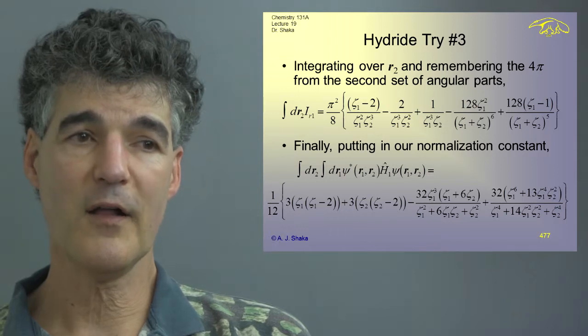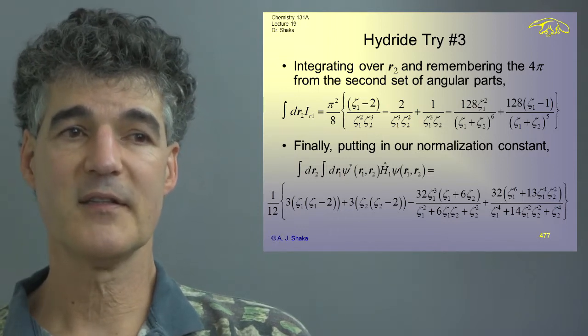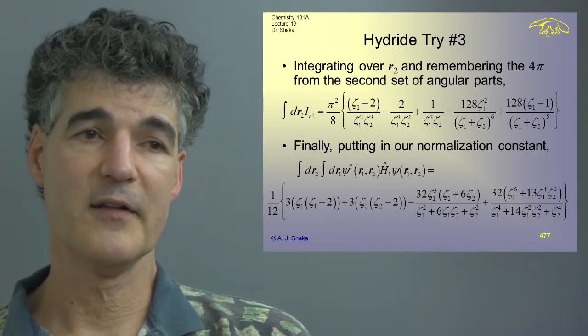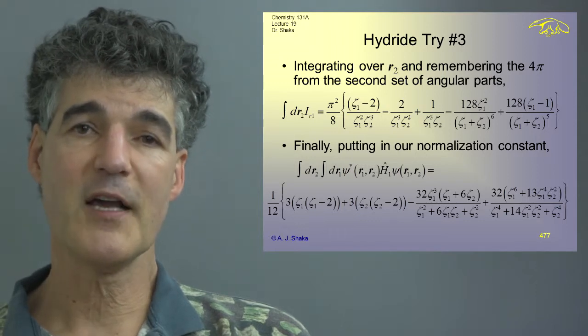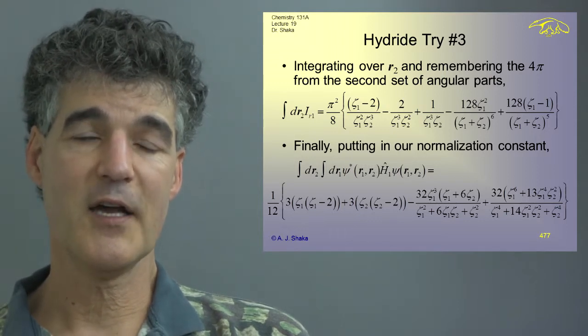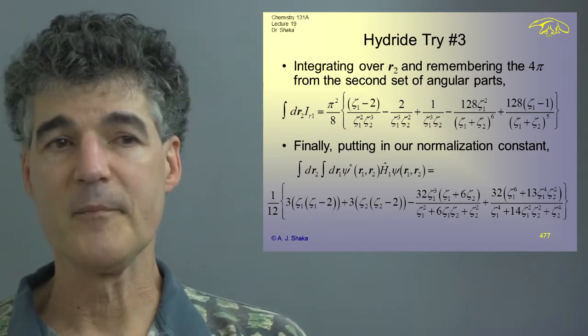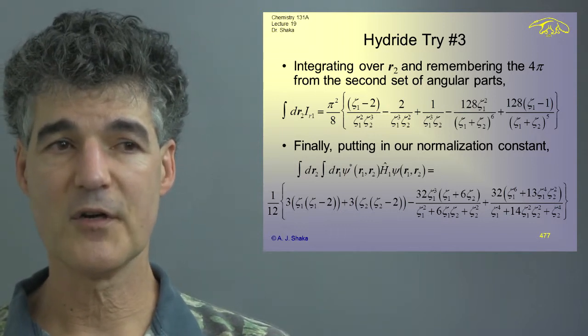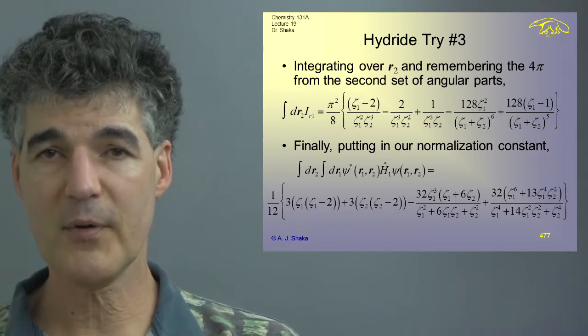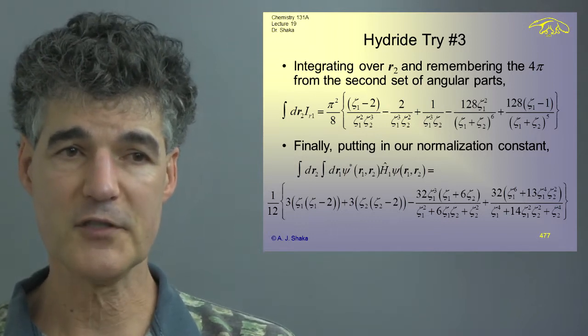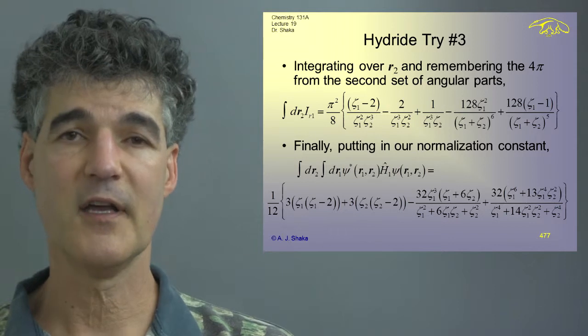We have 1/12 times 3 minus then this huge polynomial in zeta, and then there are some rational functions in zeta. A rational function is p of zeta divided by q of zeta, and you can see the last two terms are of that form. So we have some regular polynomials and some rational functions here in zeta 1 and zeta 2.